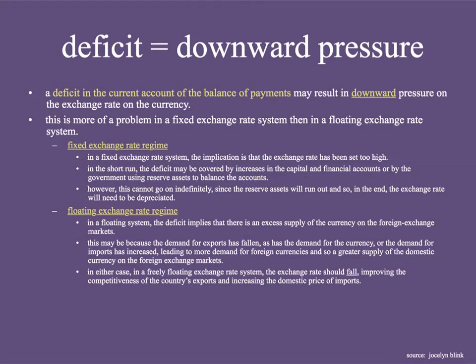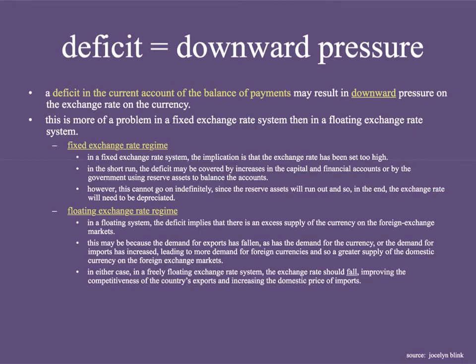Okay, so the first scenario we're going to go for is when there's a deficit in the current account. Deficit will equal downward pressure on the exchange rate in the economy. A deficit in the current account means that the current account is negative in the balance of payments, and may result in downward pressure on the exchange rate of the currency. Now we're going to divide both of these out into fixed and floating. What happens if you have a fixed exchange rate regime, and what happens if you have a floating exchange rate regime? A deficit in the current account is more of a problem in a fixed exchange rate than in a floating exchange rate system.